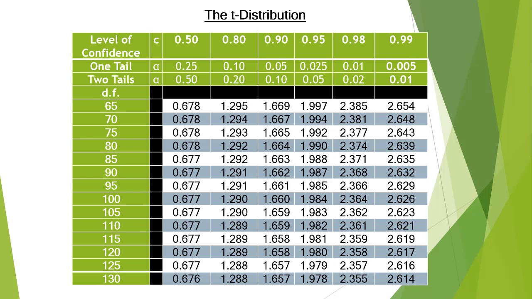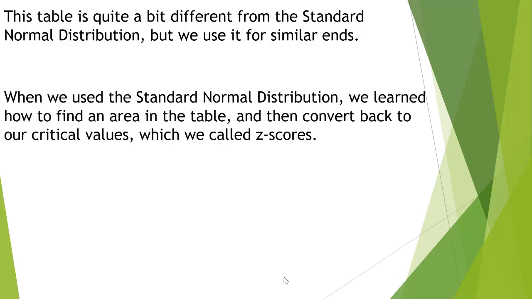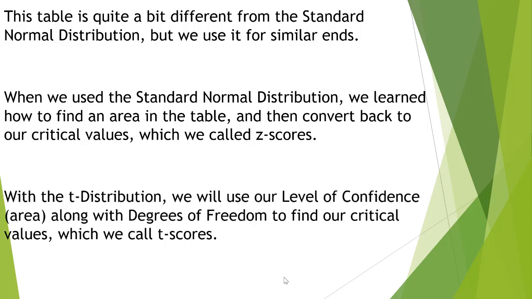And what would the t-scores be to give us that value? Well, it would be dependent on the degrees of freedom, whatever values we would have in this 0.90 column that correspond to our degrees of freedom. So the table's different, but we're going to use it for the same kind of thing. We would find the area in the table for the standard normal table and convert back to the z-scores. So with the t-distribution, we're going to use our level of confidence, which is the area, along with the degrees of freedom, because each t-distribution curve is a little bit different. So we have to know the degrees of freedom to be able to do the proper calculation to find our critical values, which are t-scores. So in the standard normal distribution, we have z-scores. With a t-distribution, we have t-scores.